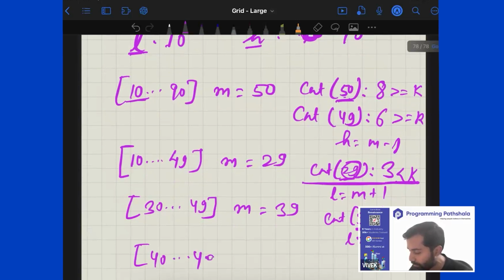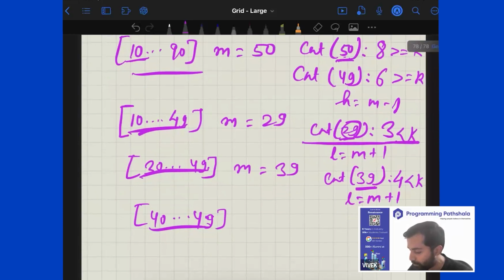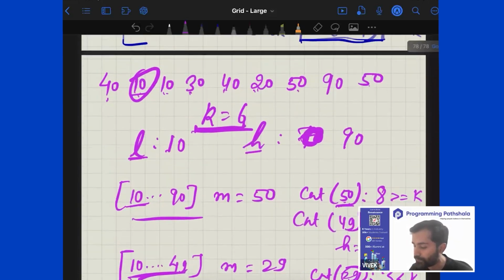Do you observe how our range is shrinking? This range is half the size of that. This range is half the size of that. This range is half the size of that. Okay, let's continue. What will be mid now? Yeah, a lot of you answered 44. Very good. What is count of 44? How many elements are smaller than equal to 44?